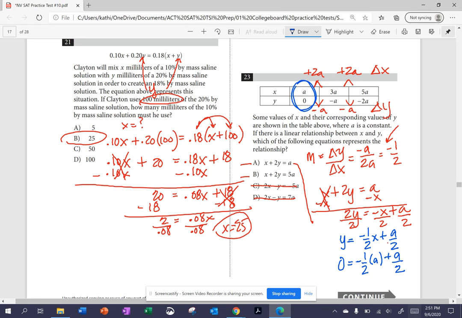So I have 0 equals negative a over 2 plus a over 2. So 0 equals 0. This is correct. So I know the first answer is correct.